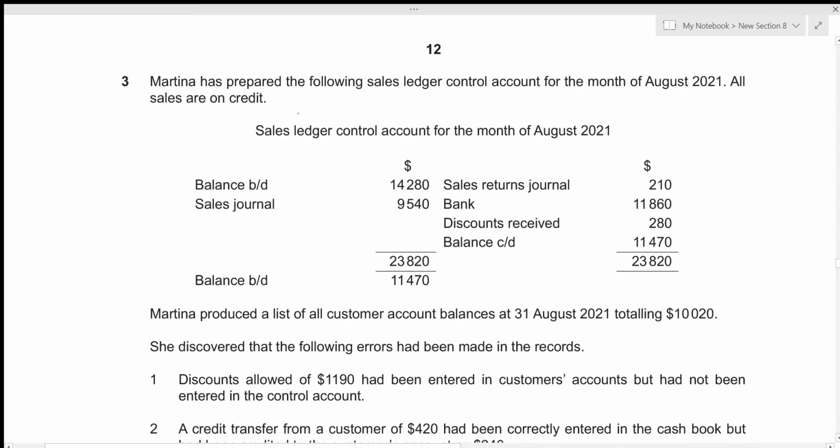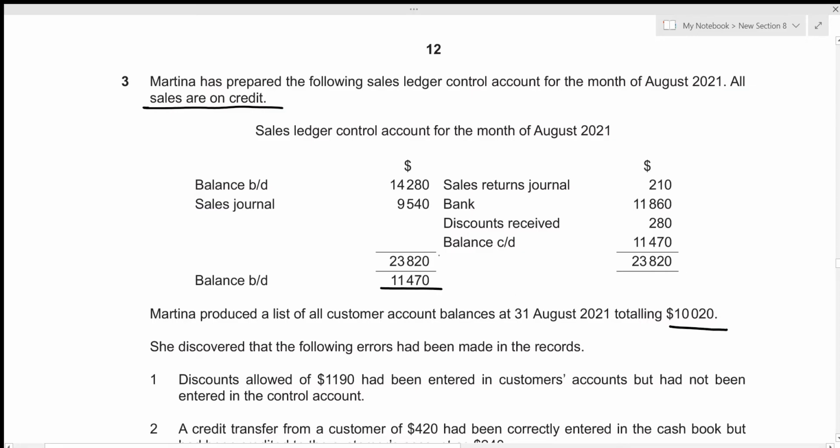Martina has prepared the following sales ledger control account for the month of August 2021. All sales are in credit. Then Martina produced a list of all customers' account balances at 31st August 2021, totaling 10,020. So this is the total for the customer account balances, whereas the total balance for the sales ledger control account was 11,470. She discovered the following errors that had been made in the records.